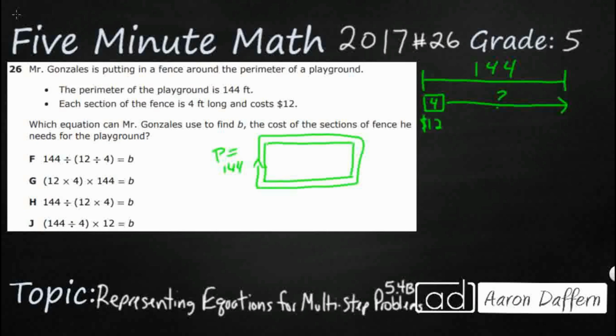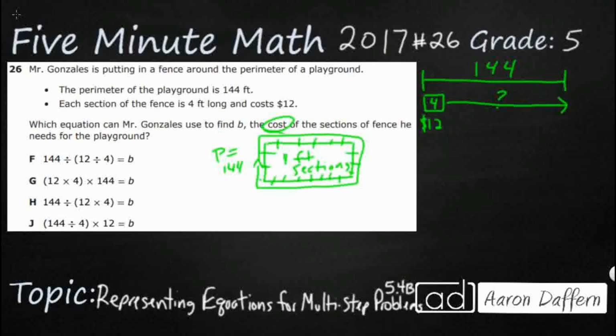So if I figure out how many sections there are, I can just multiply that by 12 and then figure out how many sections he needs. So what we have here is we're looking for the cost of the sections, but we need to know how many sections he has, and then multiply that by 12. So let's say I'm just cutting this up into, I don't know how many, 4 feet sections.